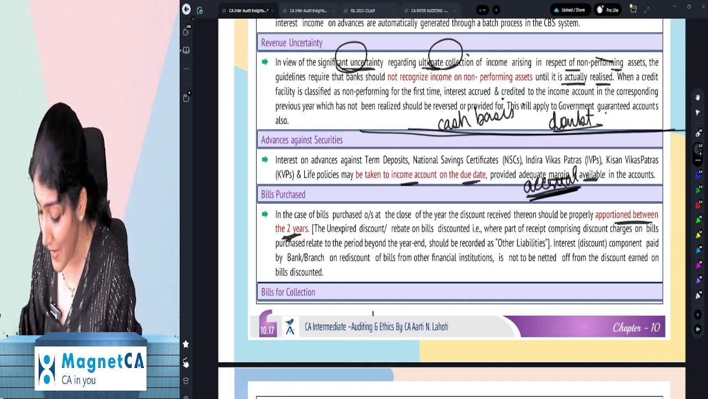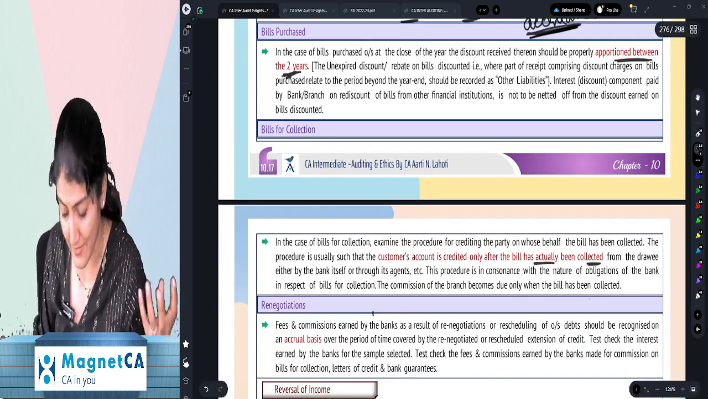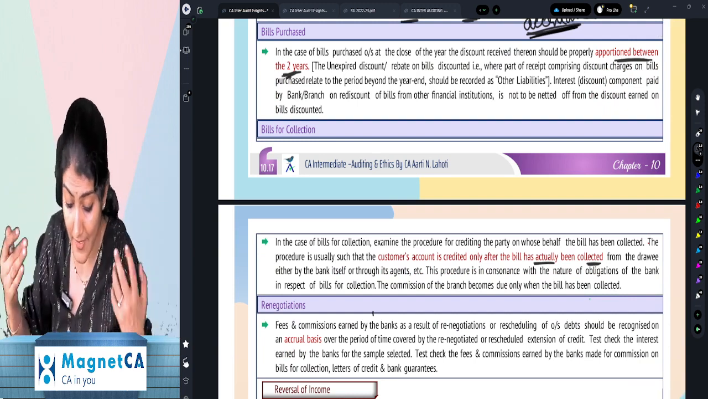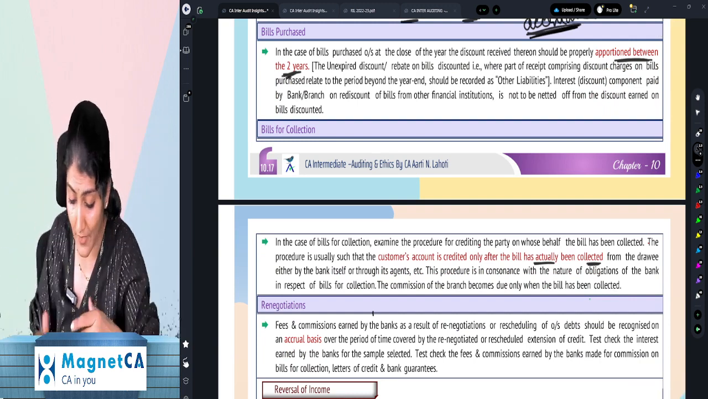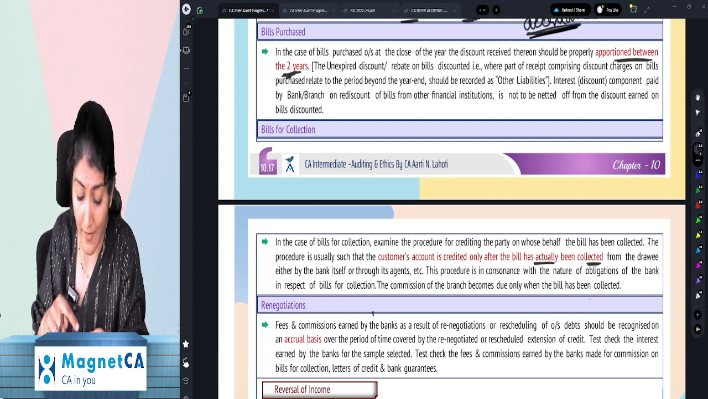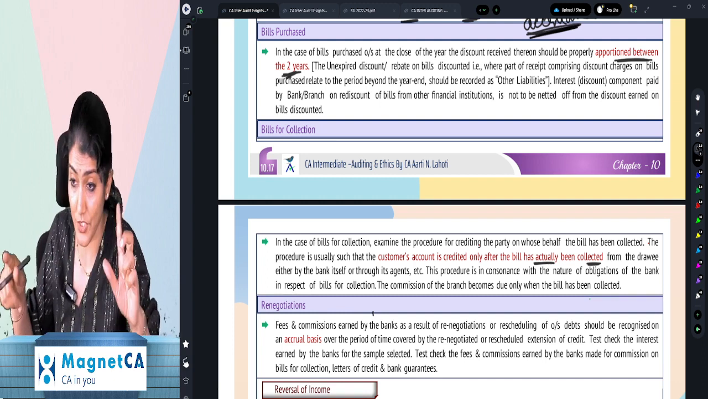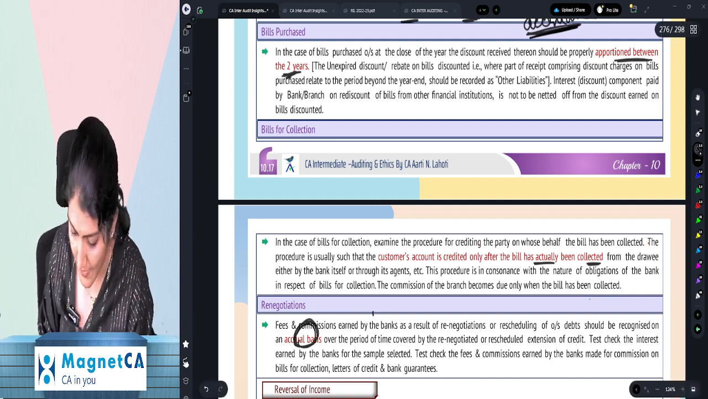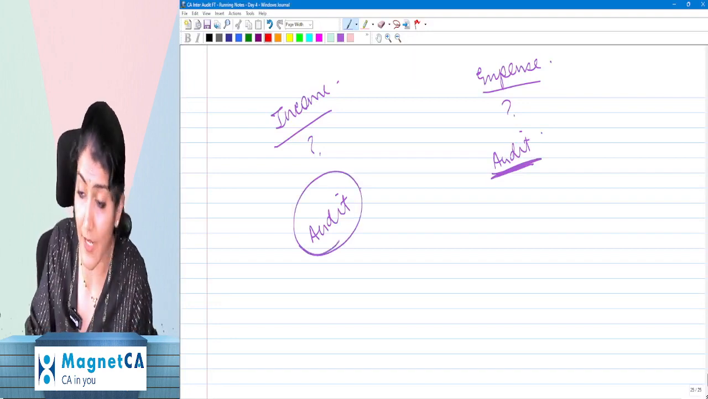Then for bills sent to the bank for collection, the income should be recognized when the bill is actually collected, and not when the bill is received by the bank. Then any renegotiation, right? So any loan given and now not able to repay, so now it says a new schedule has been given. For renegotiation, again the income is to be recognized on the accrual basis. Right? So that is audit of the income of the bank.